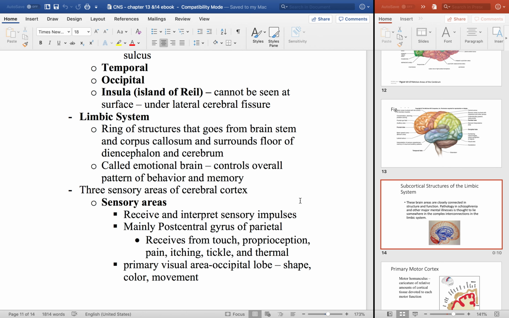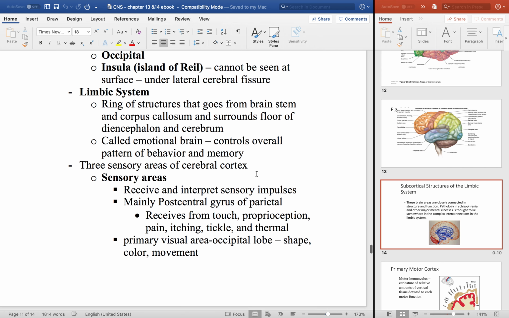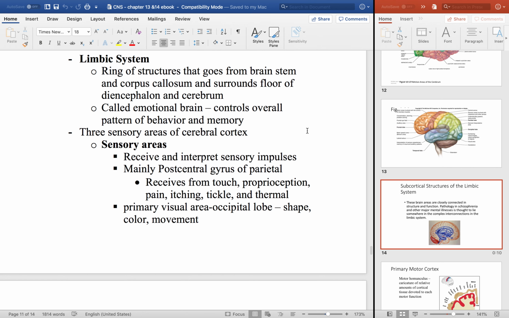Okay, I'm going to start the sensory areas and talk about those whenever we go into the next series.